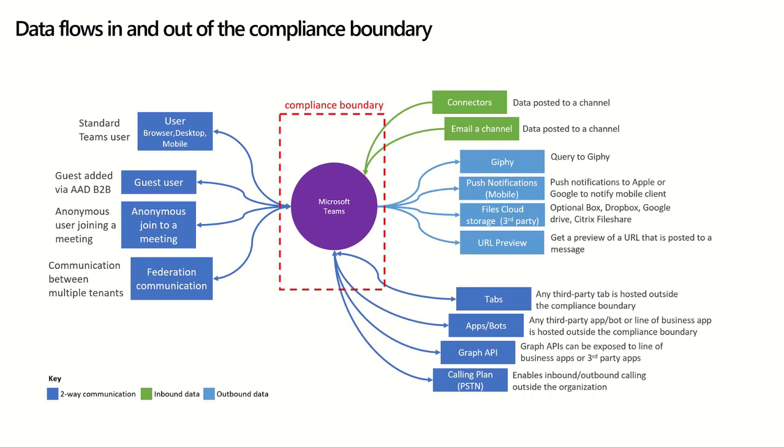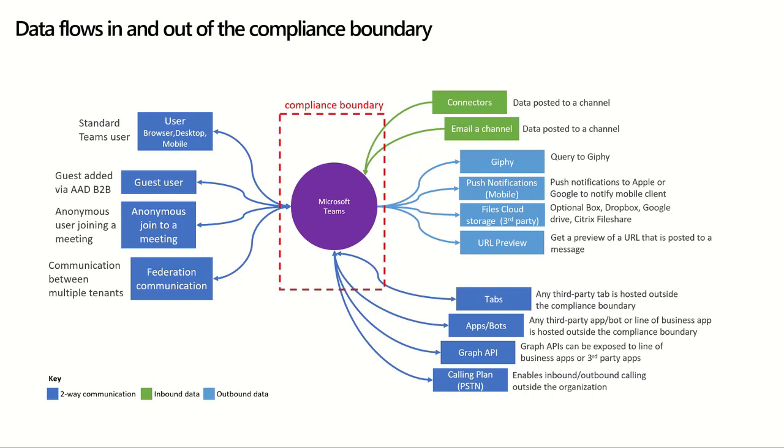Down at the bottom, you see a number of things: tabs and applications and bots and our Graph API. Any third-party tab or bot or line of business app is typically hosted outside the compliance boundary. Meaning, the tab under the covers is just a website, a URL, or a set of URLs. Same with a bot, really, and those are hosted outside the compliance boundary. They might be inside Azure, but it's technically outside your tenant, or outside what we know of as your compliance boundary.